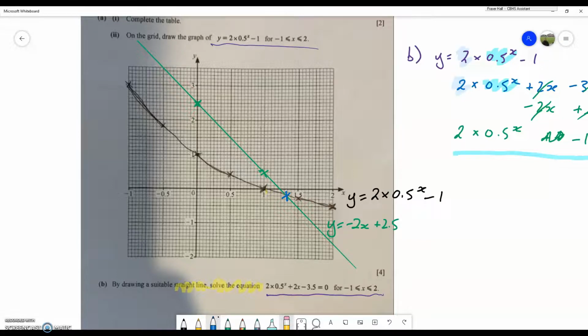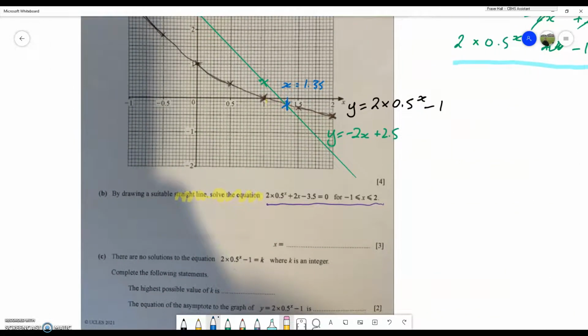And then what we can do is try to work out what the x value of that is. So if we read up, it means x would be 7. So I'm saying that's x equal to 1.35. So putting in our answer, x is equal to 1.35.